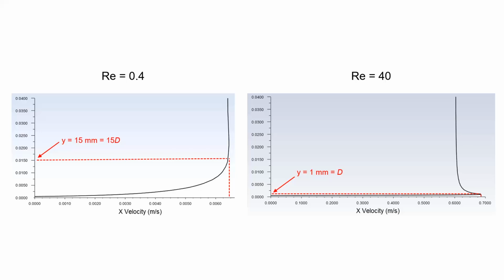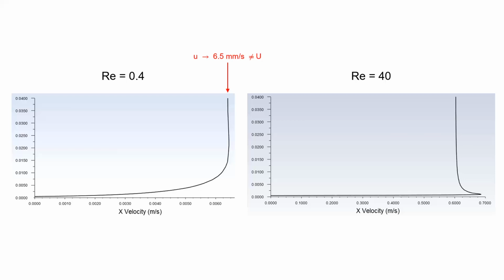Now try to imagine a much higher Reynolds number case, such as 100,000 or a million, which are typical values for many practical problems. At such high Reynolds numbers, boundary layers will be extremely thin. It is also important to note that, for the creeping flow case, the free stream speed of 6 mm per second cannot be seen even at the edge of the outer box, which is at a distance of 40 cylinder diameters. But for the higher Reynolds number case, free stream speed can be reached much closer to the cylinder.